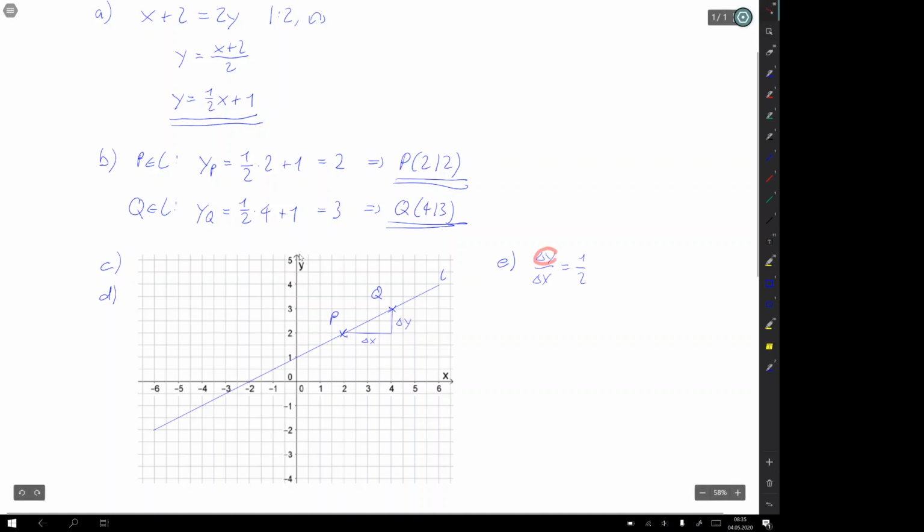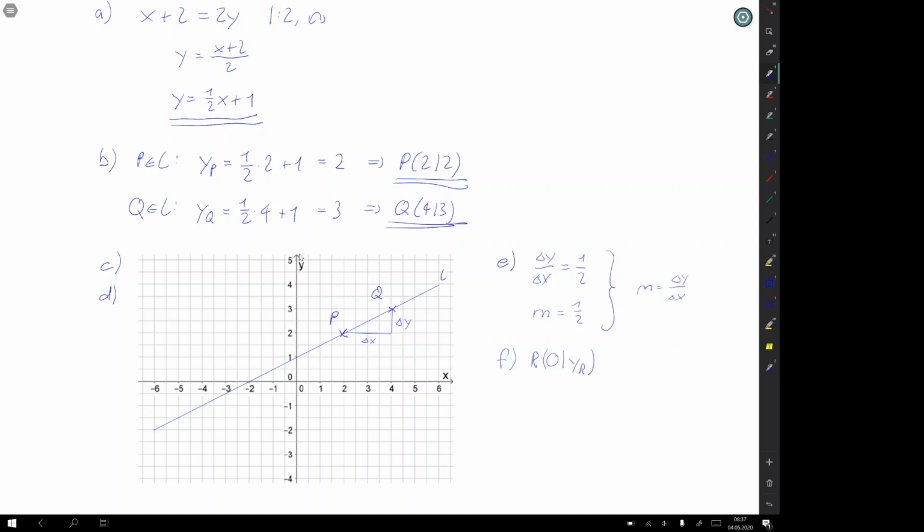Delta y is 1 here, it's 3 minus 2, and the delta x, we can read it off, it's 2, it's 4 minus 2, so we have delta y over delta x is 1/2. And as we said before, the m, we can read it off from the equation here, so the m is 1/2. So what we actually see is that m is delta y divided by delta x in this case.